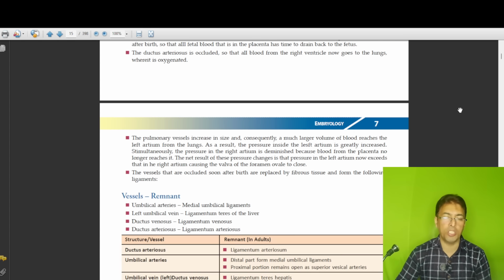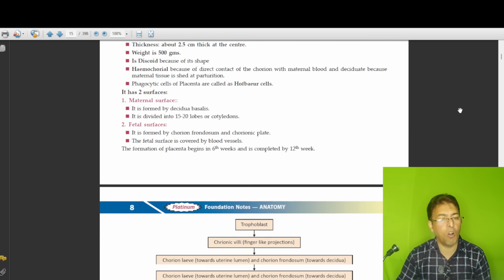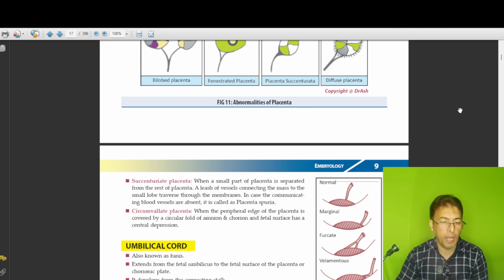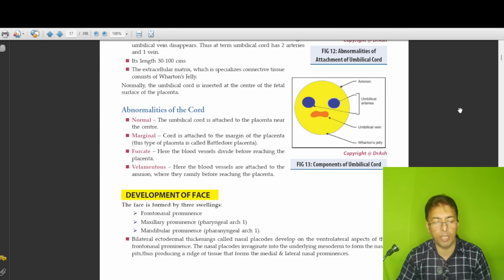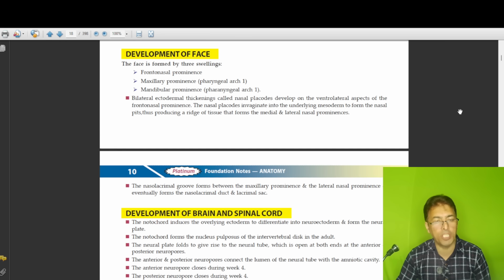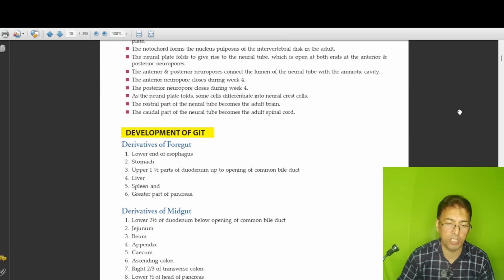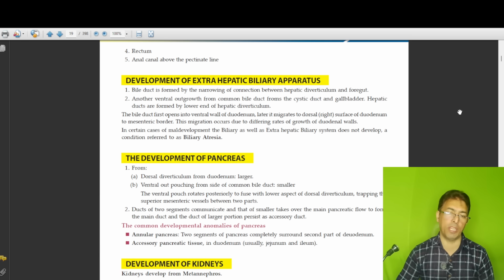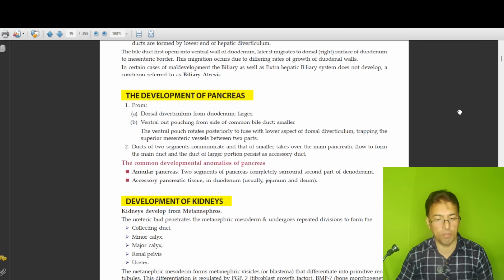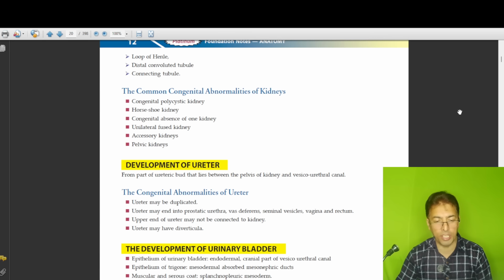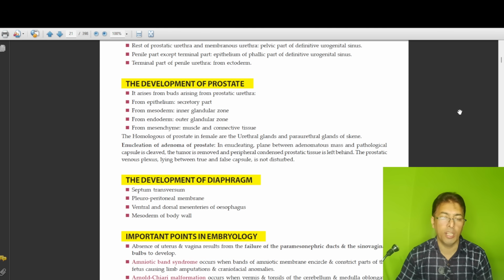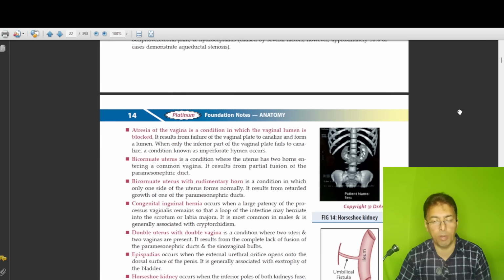Then circulatory changes at birth, all important facts about the placenta, the frequently asked placental membrane, abnormalities of the placenta, and the umbilical cord. Then the development of the various important systems: the brain, spinal cord, GIT, hepatobiliary system, pancreas, and kidneys, in a chronological and systematic order, and the development of the prostate and diaphragm, all the things.